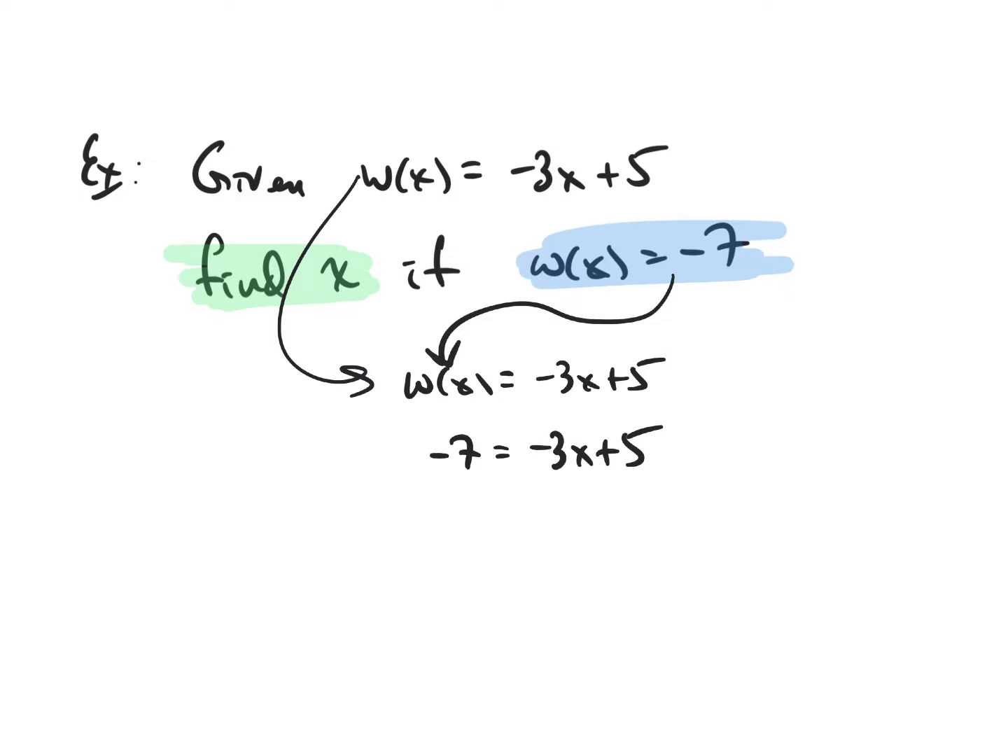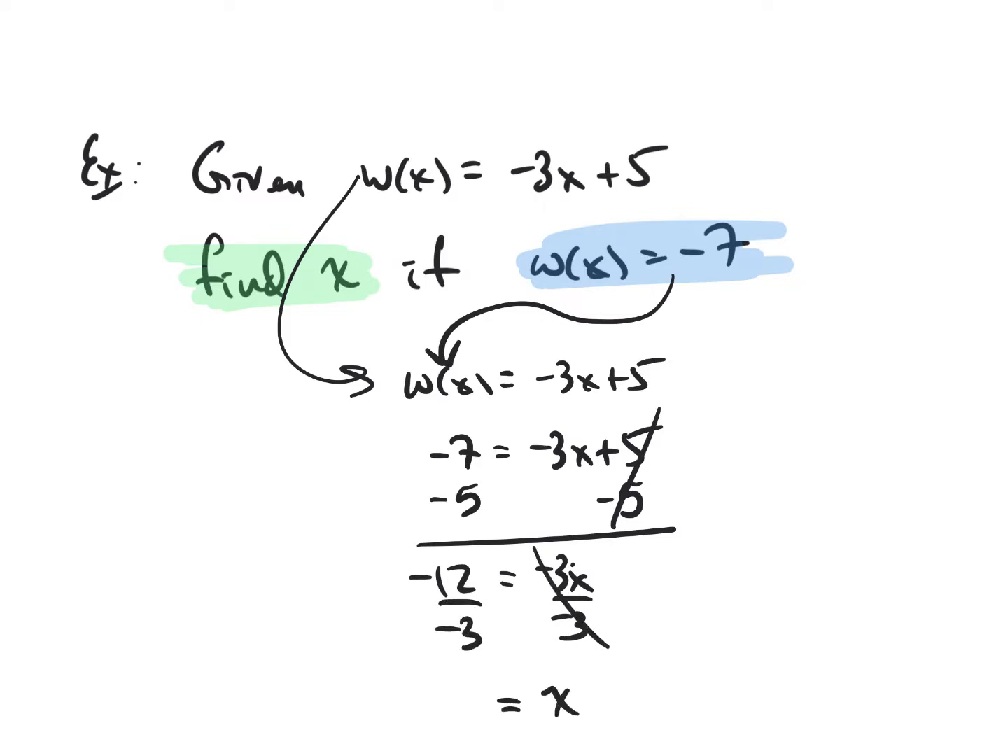You guys are pretty good at this algebra, so hopefully it'll go okay. How do you move +5 to the other side? Subtract 5. And how do you get rid of a times 3 attached to a variable? You divide. So that x is going to be equal to -12 divided by -3, which is +4. So the value of x when w of x is equal to -7 is 4.